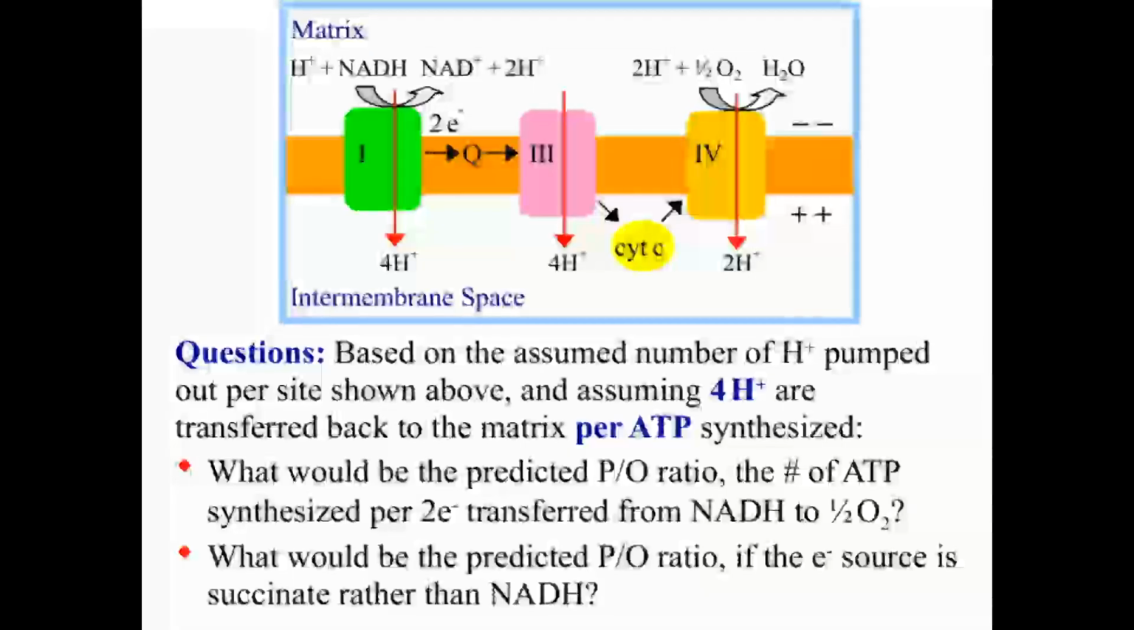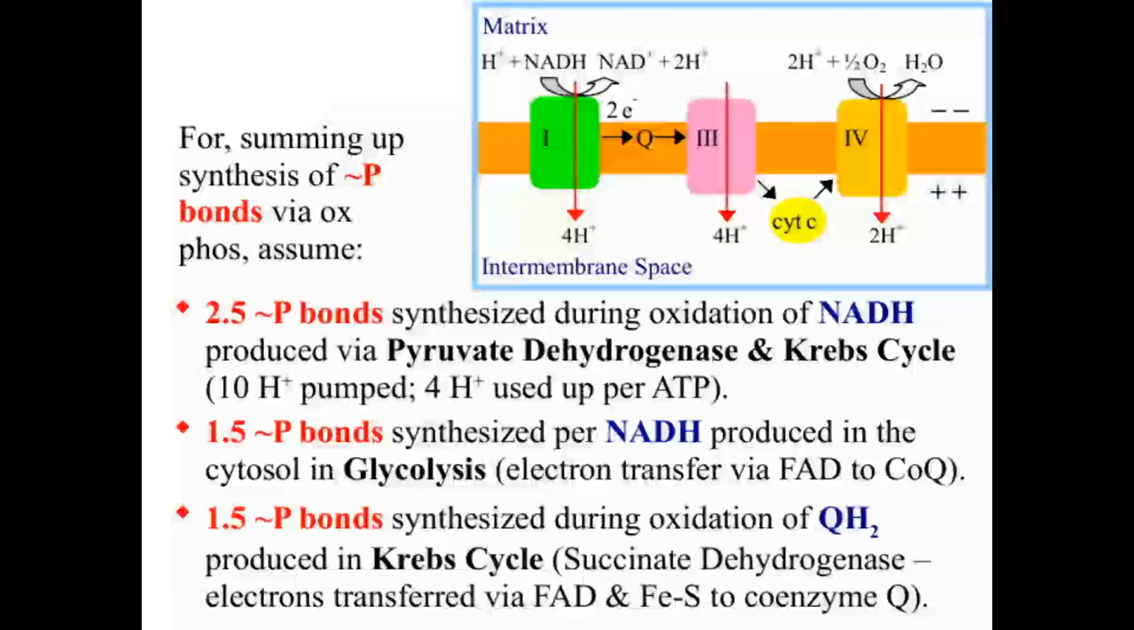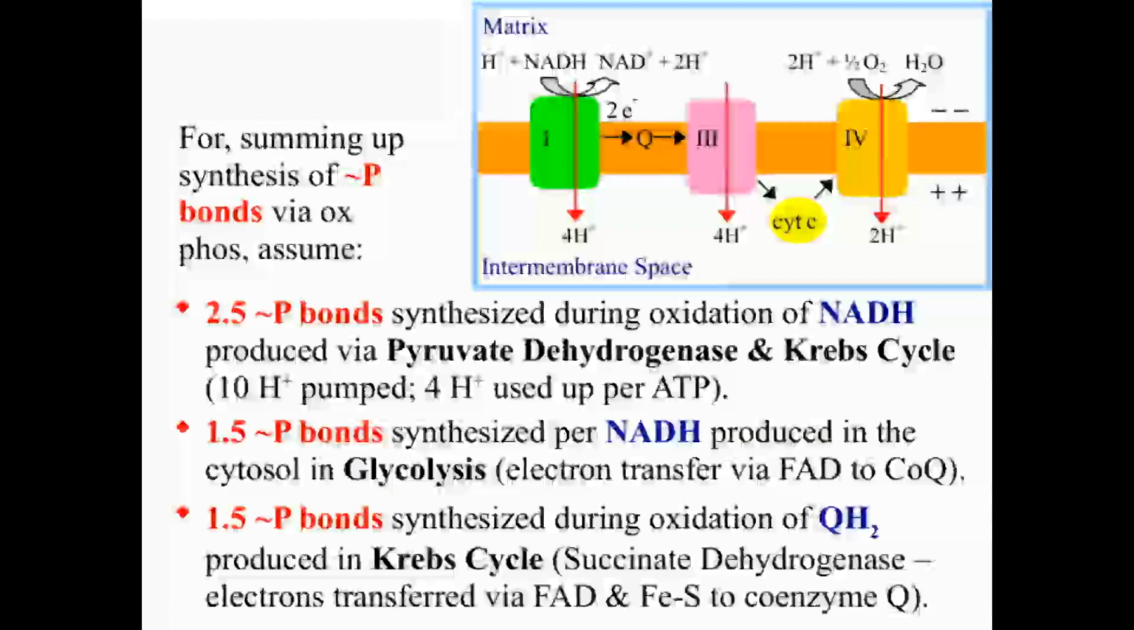Alright, let's break down how we synthesize roughly 2.5 high-energy phosphate bonds, or tilde-P bonds, through oxidative phosphorylation. First, during the oxidation of NADH that's produced in the pyruvate dehydrogenase complex and the Krebs cycle, we typically generate about 2.5 tilde-P bonds. This process involves pumping about 10 protons across the mitochondrial membrane, and remember, it takes about 4 protons to produce 1 ATP molecule. So, the proton gradient directly fuels ATP synthesis here.